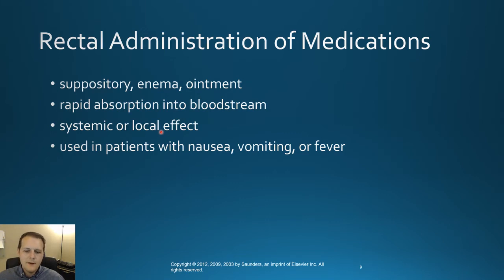And so for instance, if I have a patient with, say, ulcerative colitis and they have inflammation of the rectum, then I can actually end up using medication right there in the rectum for local effect, versus if I need to get something more systemic, some other drugs will be used via that route for that same purpose. And again, this is good for patients who may be not able to take anything orally, maybe because they're having a lot of nausea and vomiting. This could be a good route for them.